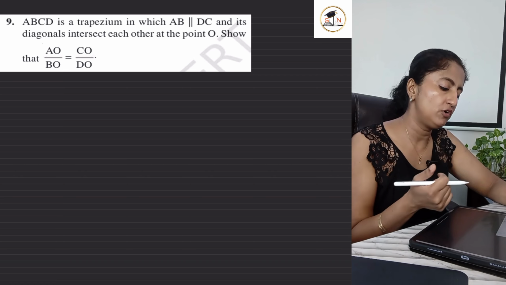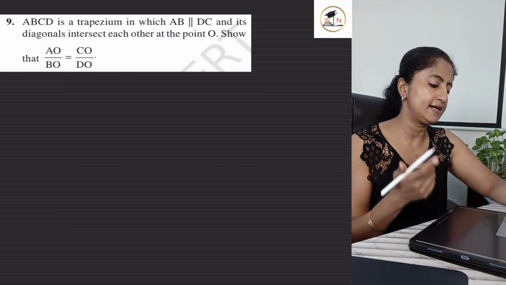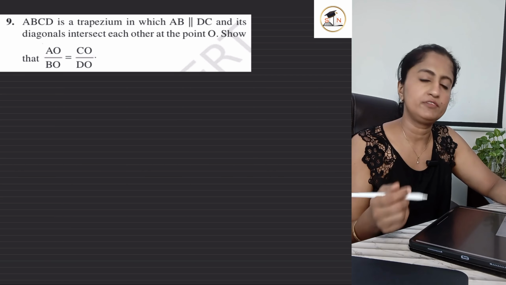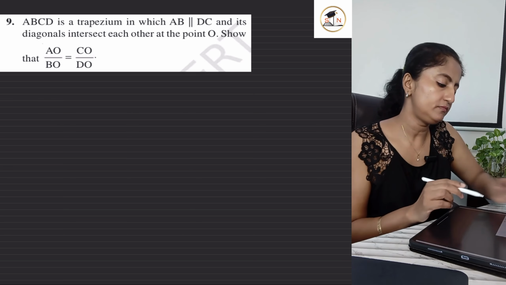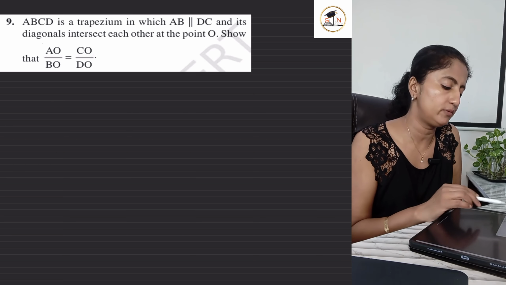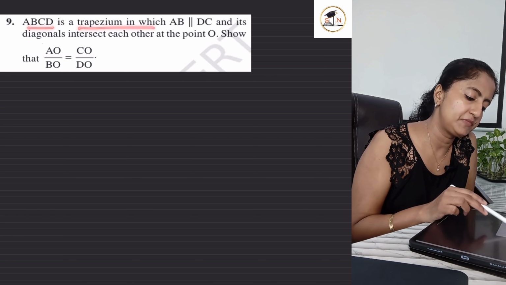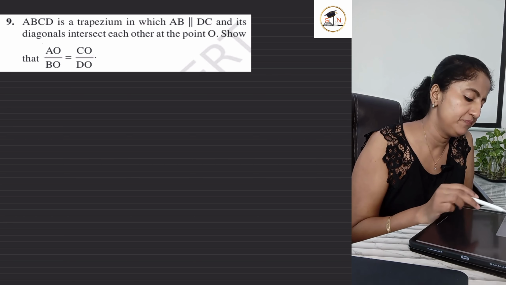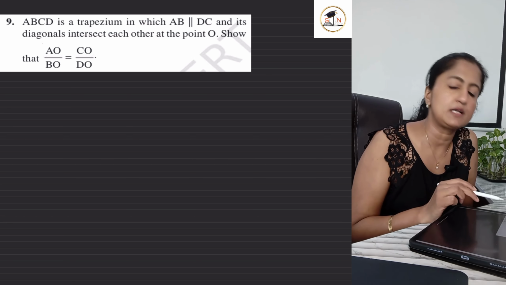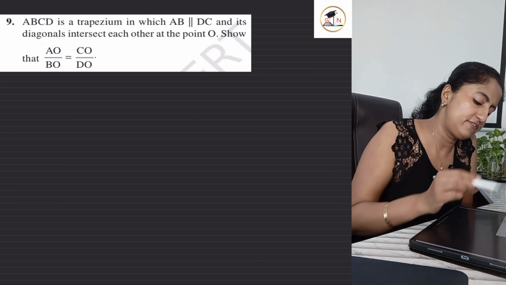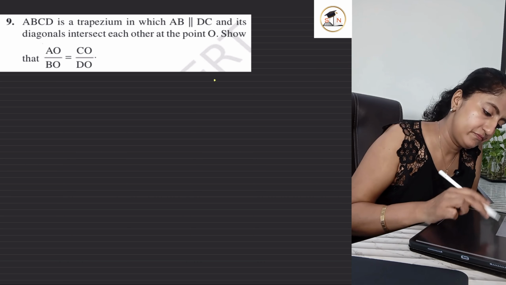And now moving on with the next question, that is question number 9 of the second exercise. We do not have any figure again over here. The question says ABCD is a trapezium in which AB is parallel to CD and its diagonals intersect at a point O. Okay, so let's first make the figure.